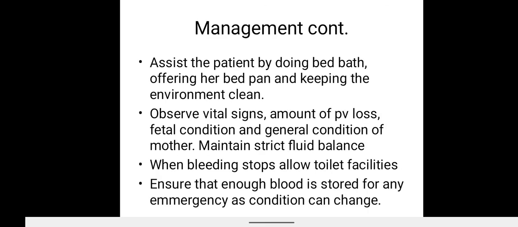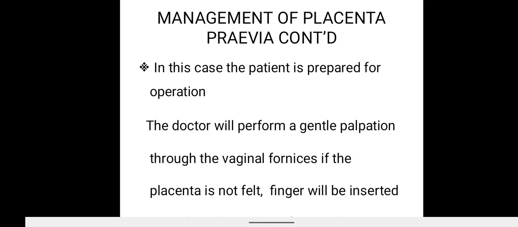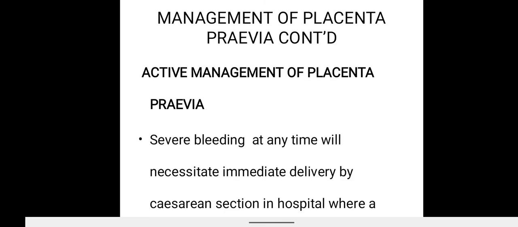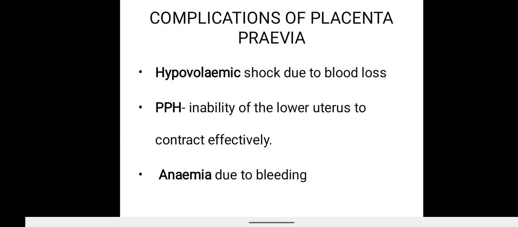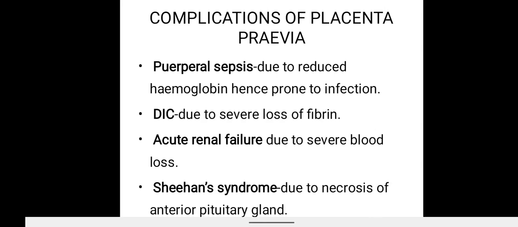So I just want us to look at complications of placenta previa. Puerperal sepsis comes as a result of reduced hemoglobin, hence she is prone to infection. This woman was bleeding, so you find that hemoglobin will be reduced, hence she will be prone to infection. DIC will come as a result of severe loss of fibrin. Acute renal failure due to severe blood loss. Sheehan's syndrome due to necrosis of the anterior pituitary gland.